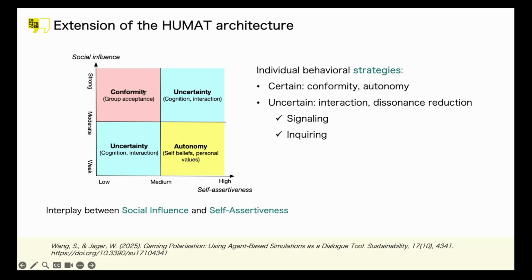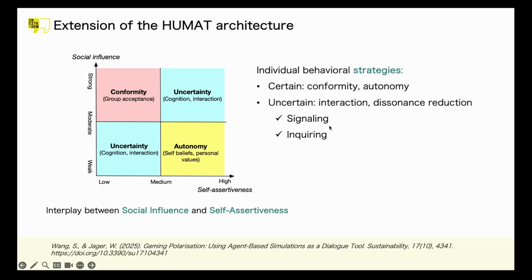It's called conformity. That means in this strategy, people will conform to the norms. And if the self-assertiveness is very high, but with a low social influence, individuals may adopt the strategy called autonomy. That means individuals prefer to maintain their autonomy. And if the social influence and assertiveness are both very high or very low, then they will go into some uncertain situation. Once they face uncertainty, they may try to adopt a strategy to mitigate this kind of uncertainty. Here we call it social interaction.